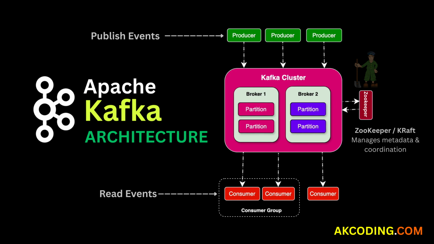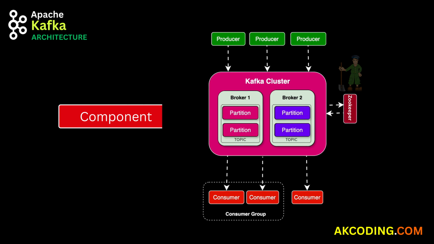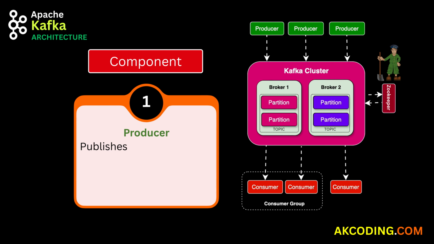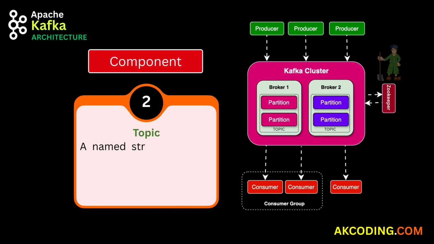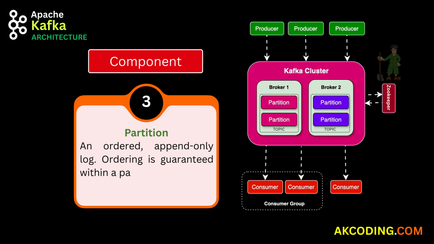So let's get started. Kafka components, the building blocks of Kafka architecture. Producer: publishes records to a topic, and chooses a partition by key, round robin, or custom logic. Topic: a named stream or category of records, that is, orders or payments. Partition: an ordered, append-only log. Ordering is guaranteed within a partition, not across all partitions of a topic.